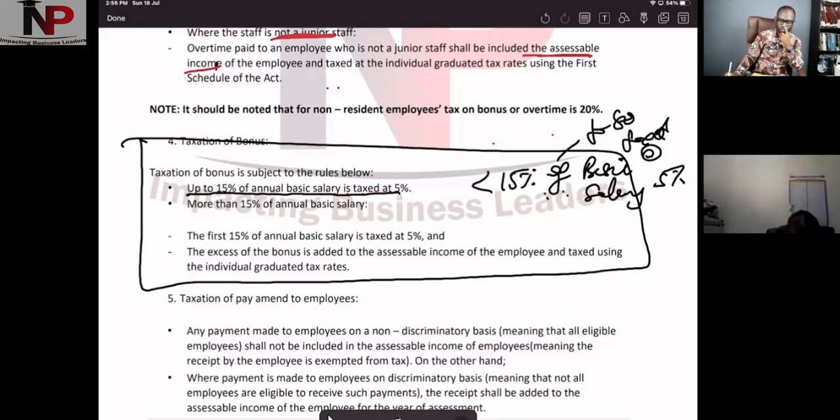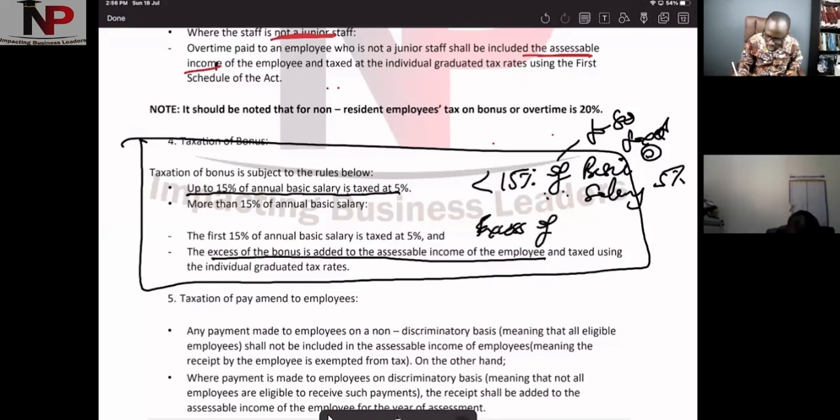5%. Stay with me carefully. It is only the excess of the bonus above the 15% that will be included in the assessable income of the individual. So any amount in excess of the 15% of basic salary is included in the chargeable income. That is the rule about bonuses.